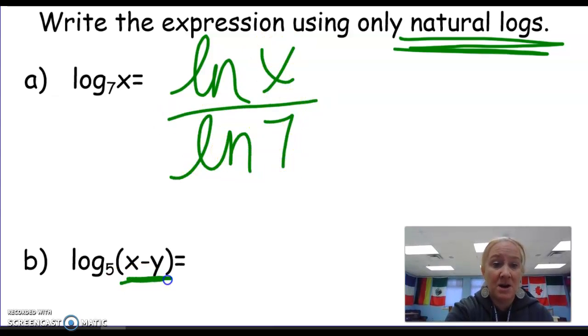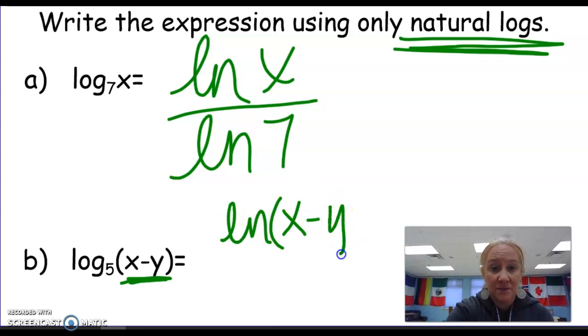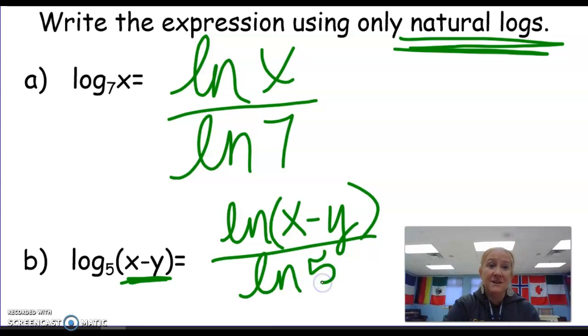This one, remember how, minus doesn't do anything with exponents. So I've got my natural log of x minus y all over natural log of 5. And that is how you use the change of base rule or theorem.